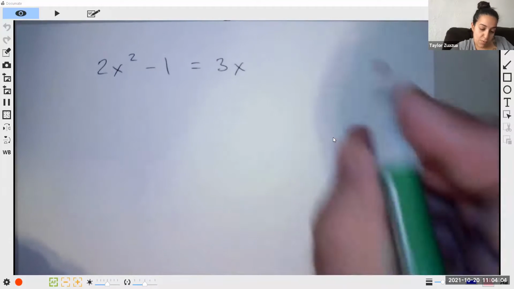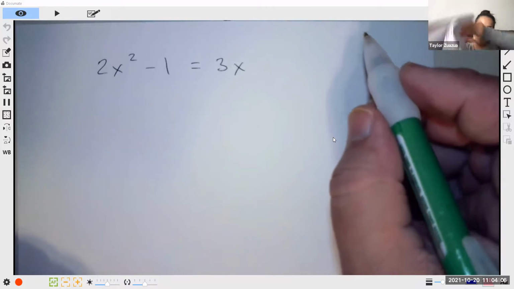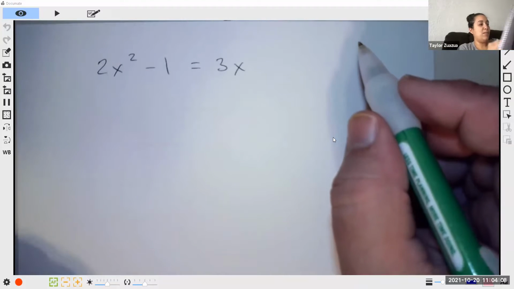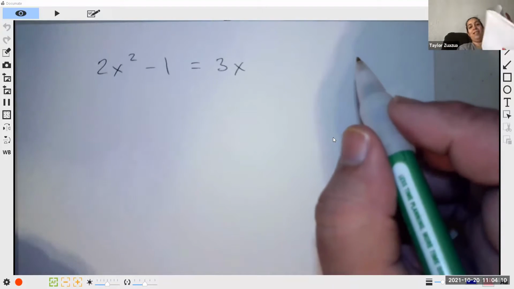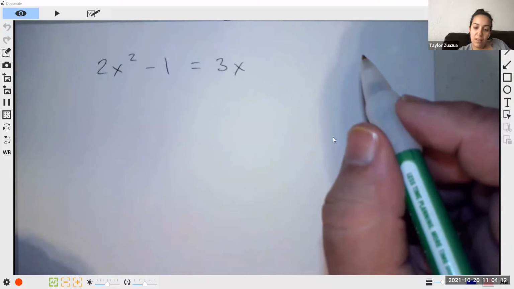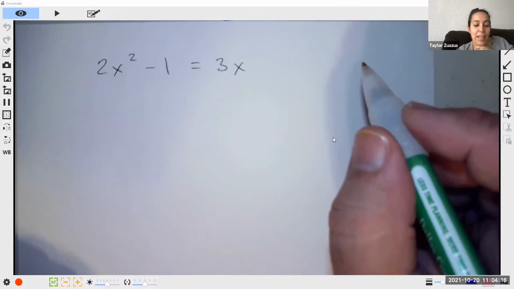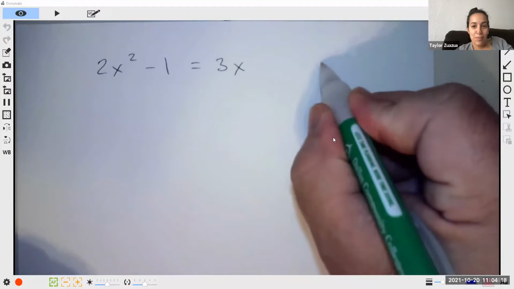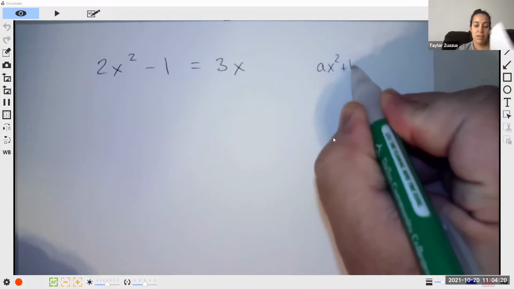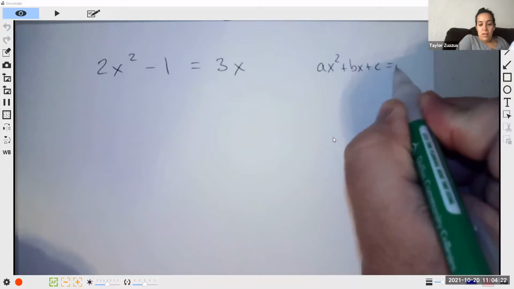Okay, so I lost my notes on the other page. Sorry. So what form do we want to get it into? Right.